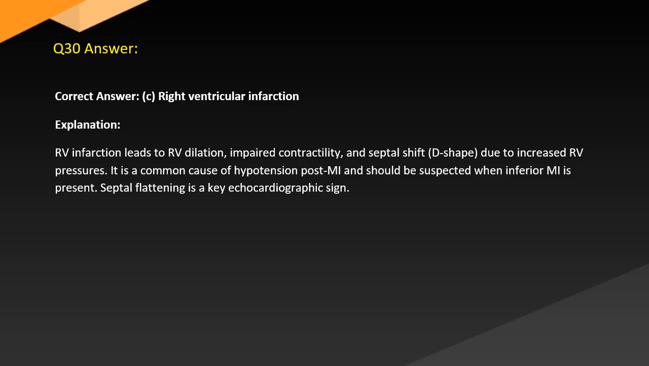Answer. Correct answer. C. Right ventricular infarction. Explanation. RV infarction leads to RV dilation, impaired contractility, and septal shift, D-shape, due to increased RV pressures. It is a common cause of hypotension post-MI and should be suspected when inferior MI is present. Septal flattening is a key echocardiographic sign.